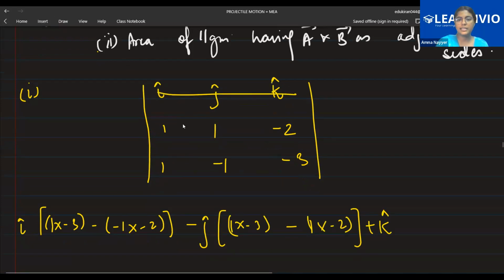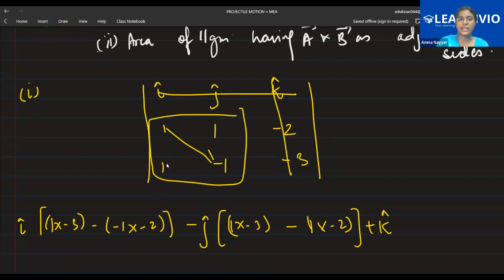This is cut, this is cut. We are left with these 4. So vertically down, minus vertically up. Remember for J cap, we have to write minus J cap. Do not write down plus for that. Okay, so this is 1 into -1 minus 1 into 1.